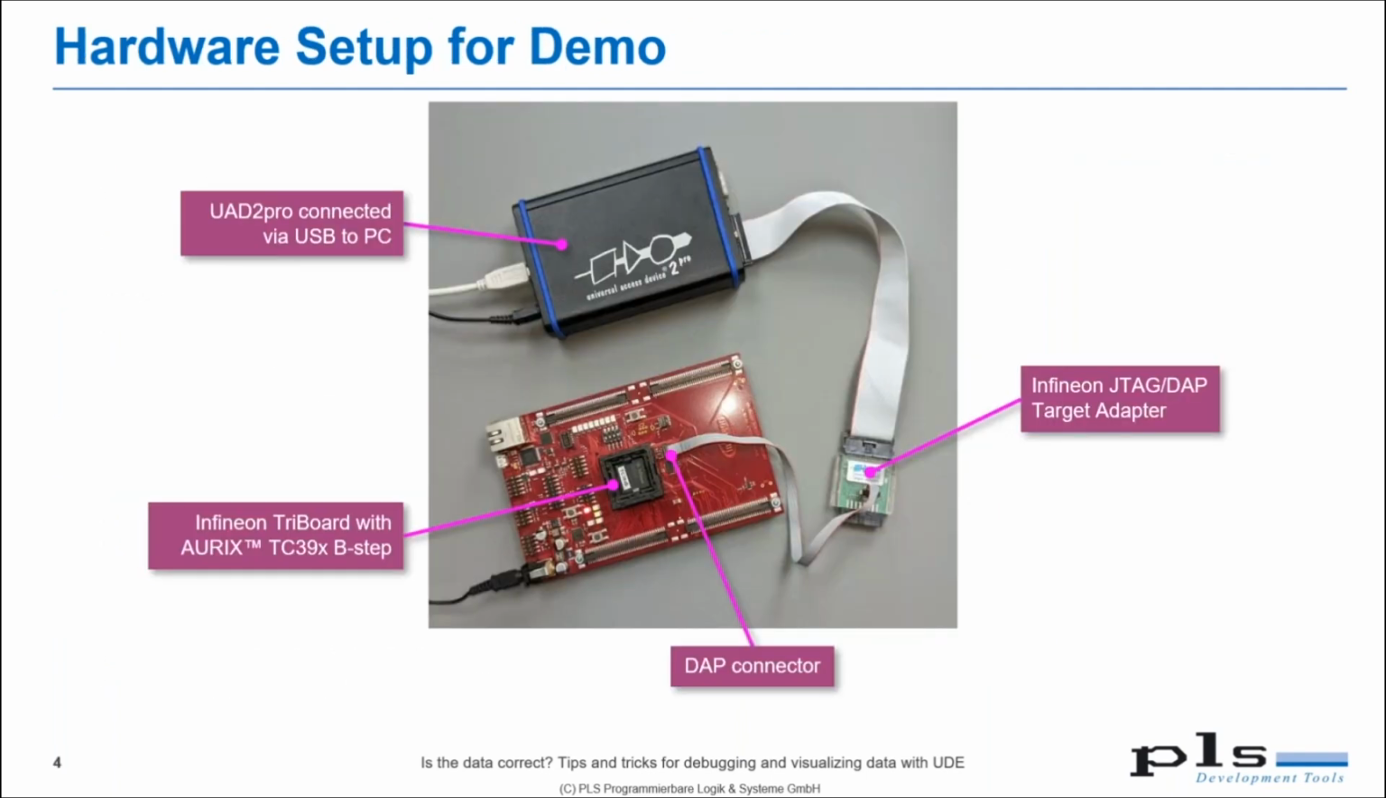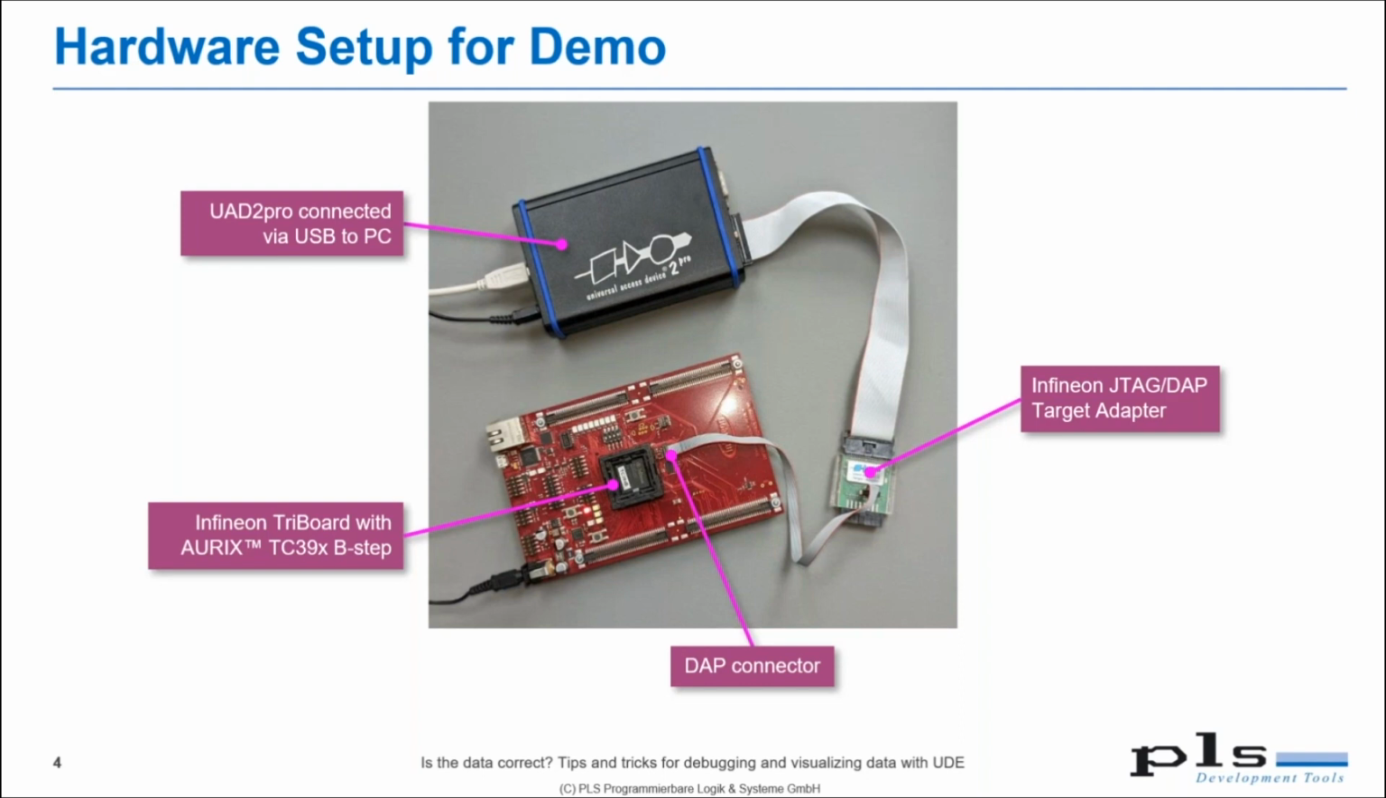Okay, then let's see how we can debug with data in UDE and how to visualize the data in UDE. For that, I have written a small example application based on an Infineon AURIX TC3. So everything I'd like to show you in a minute is running on a real microcontroller that I have on my desktop. And that is what you see here. So that is the hardware setup that I have on my desk here.